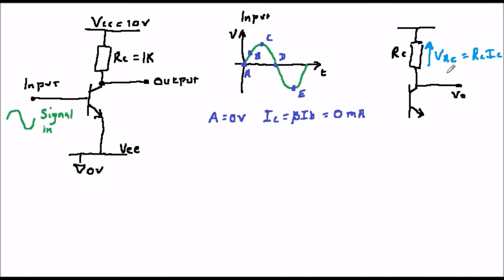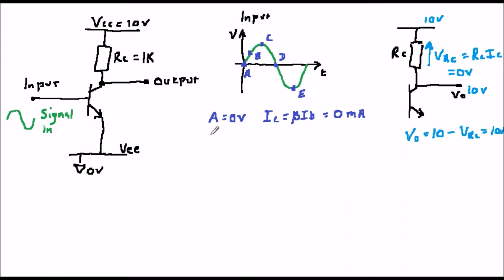Since VCC is 10 volts, that is the positive supply, and there's no voltage across the resistor, the output voltage, which is the supply voltage minus the voltage across the resistor, is equal to 10 volts.